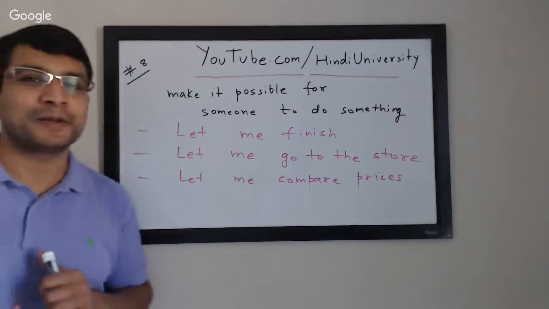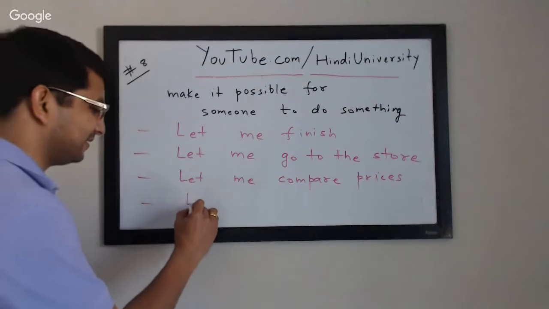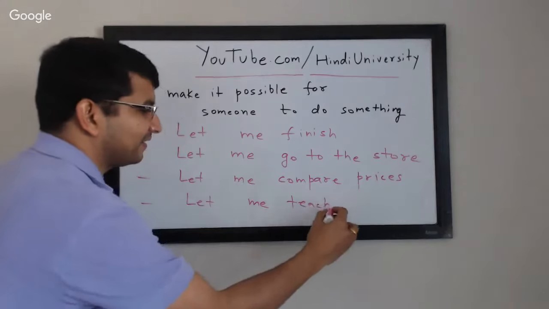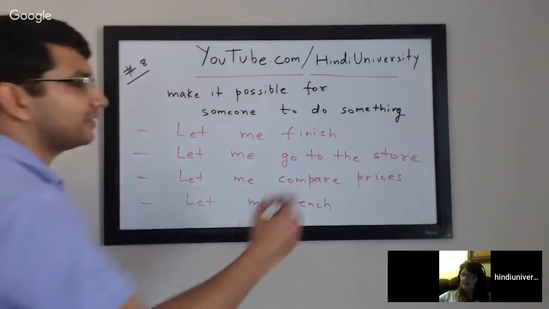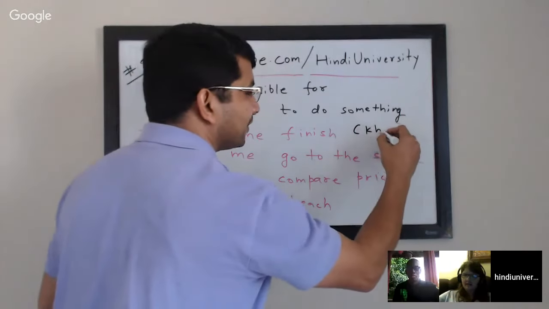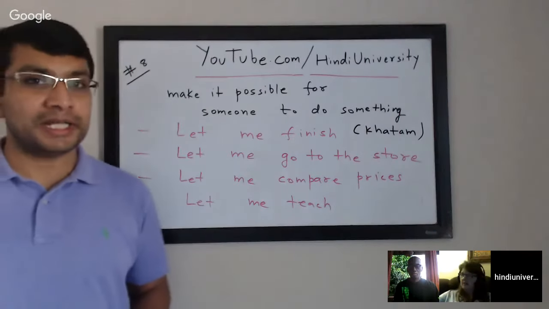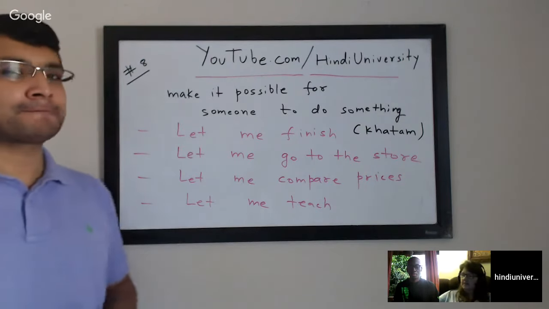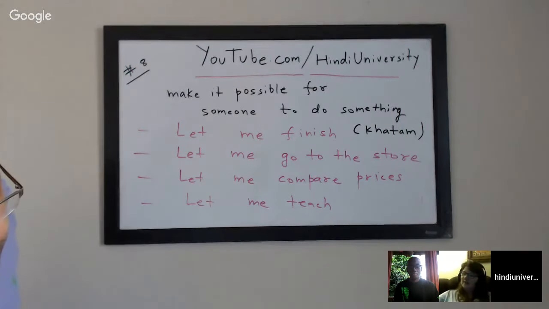Let me finish. How would you say that? Mujhko finish karne do. To finish is khatam karna, right? So you say मुझको खत्म करने दो. Very good. Let's try this one. Mujhe store jane do. मुझे store जाने दो. Very good.